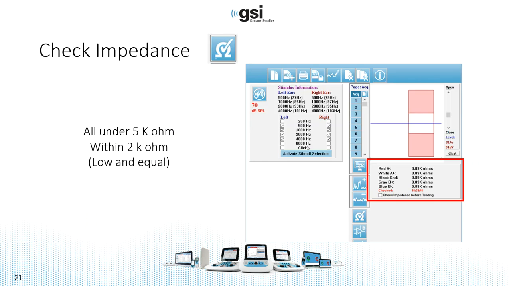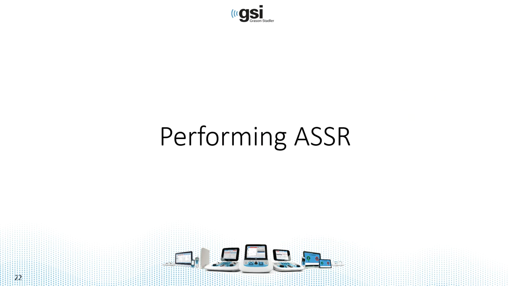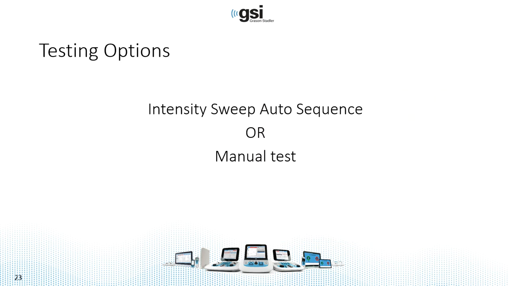Before we get started, after we've scrubbed the skin, we're going to check impedance by clicking on the impedance icon and waiting for the impedance results to appear right under the EEG. And remember, just like ABR, we want under 5 kiloohms and within 2 kiloohms of each other, or low impedance and equal.